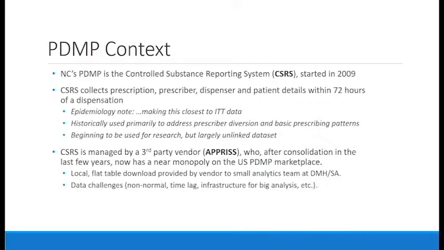Marketplace at this point. I think it's 47 states by our count. It may change here and there, but it's basically a monopoly. Then at DMH, what happens is that every month a local flat table download is provided by the vendor. So we pull that down. It's kept as a giant flat file.